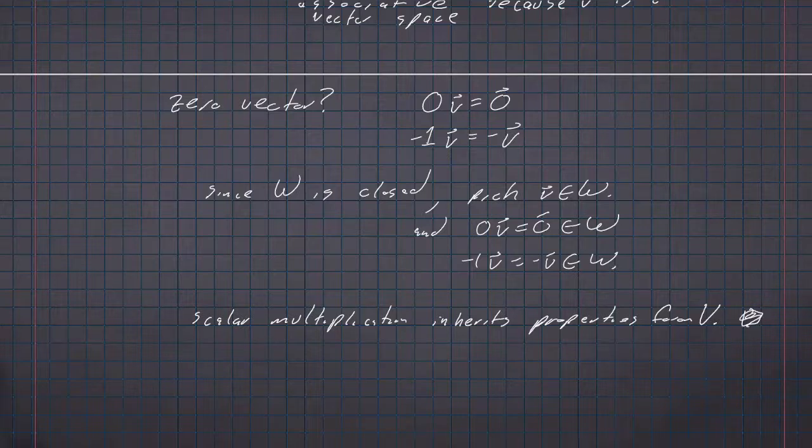And those are the properties we need. So just that one trick of showing that the 0 vector and the opposite are in W saved us an awful lot of headache. Right. Now that we have that, let's play around with it a little bit.